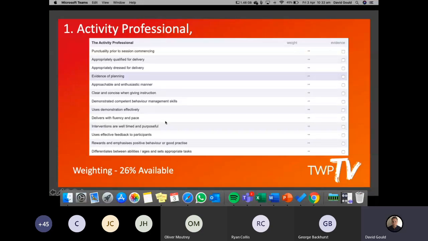Interventions, similar to what we mentioned with Harry, is stepping in, discussing, progressing, offering some guidance. They are at the right times and are purposeful. You're not just speaking to the children for speaking's sake. Likewise, with effective feedback, and also rewarding and emphasizing positive behavior management and good practice. So yes, we want well dones, but actually we don't just want, for example, Harry, well done.